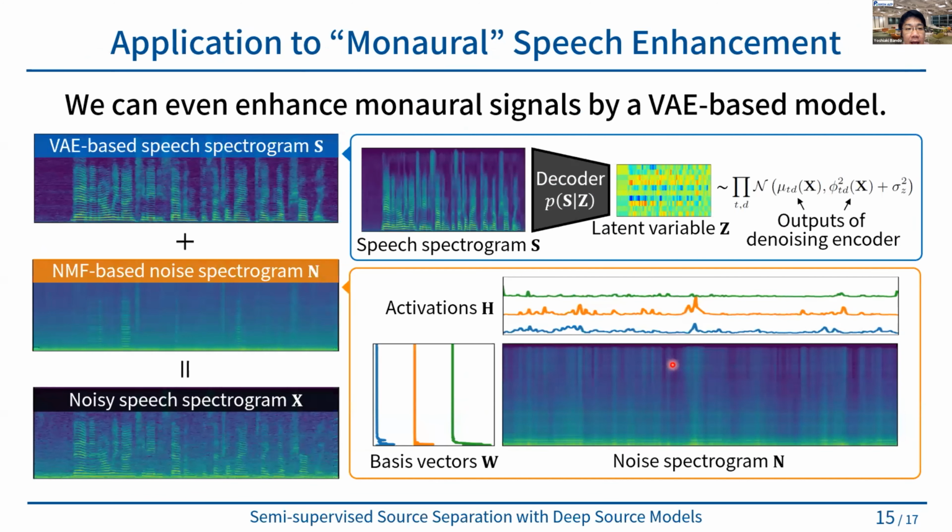And furthermore, this semi-supervised approach can also be used for enhancing monaural noisy speech signals. In this case, the speech and noise signals are generated by a VAE-based speech model and an NMF-based noise model, as in the multi-channel case. But the noisy speech is represented as just a sum of these source signals. Since the VAE-based speech model has high capability to represent speech signals by using pre-training, this source model can be used for monaural speech enhancement.